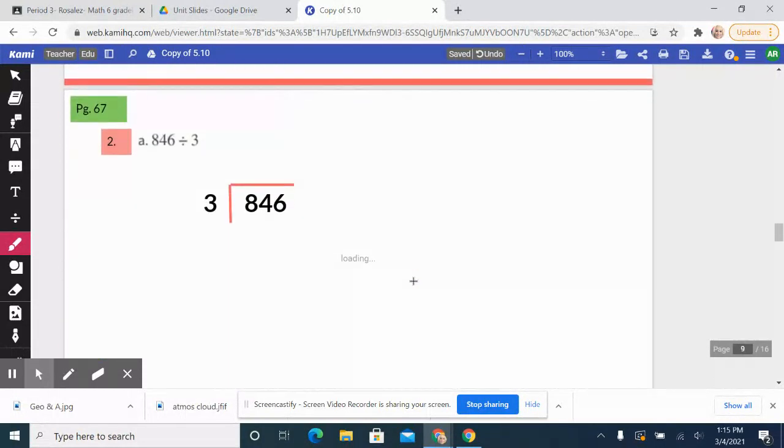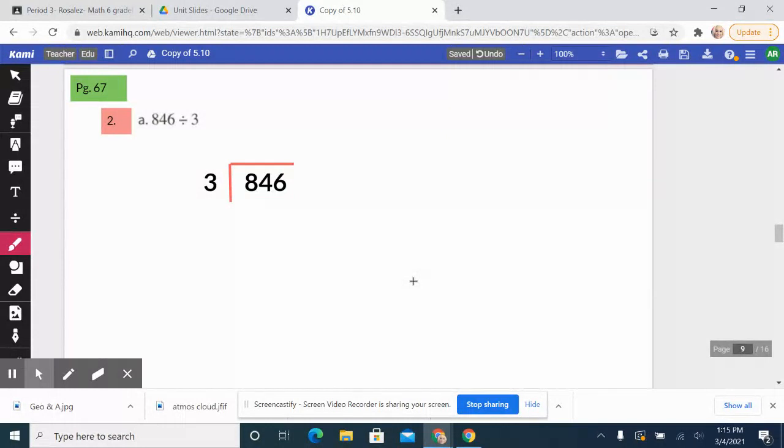I have mine spread out because I'm working them out for you. So 846 divided by 3. Remember, I said to always start on the leftmost one, and then you're going to work your way over. So 3 goes into 8 2 times. 2 times 3 is 6. When you subtract, you get 2. Now you need to bring down your 4. Okay, well, 3 goes into 24 8 times. 8 times 3 is 24.